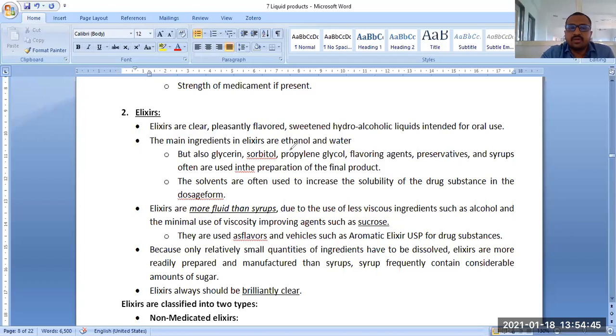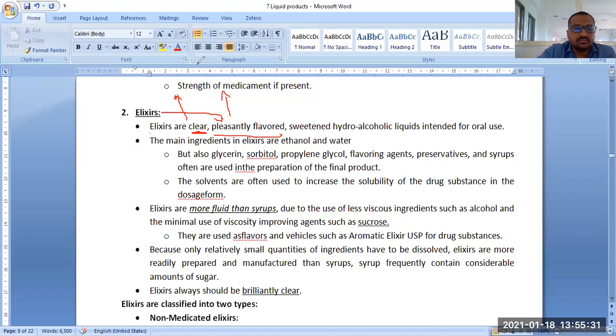In the first phase we discussed solution. So how is elixir different from solution, and why is there a requirement to prepare another formulation, because it is also a monophasic liquid preparation? So here the definition identifies it. Elixirs are clear. Clear here means your solute particles are dissolved in a solvent, the same as a solution. Solution में भी वही होता था. Next is a pleasant flavor. उसमें भी हम फ्लेवर तो ऐड करते थे, मगर ऐसा रिक्वायरमेंट नहीं था सॉल्यूशन में कि यू हैव टू यूज अ प्लेजेंट फ्लेवर. But here in elixir there is a clear indication.